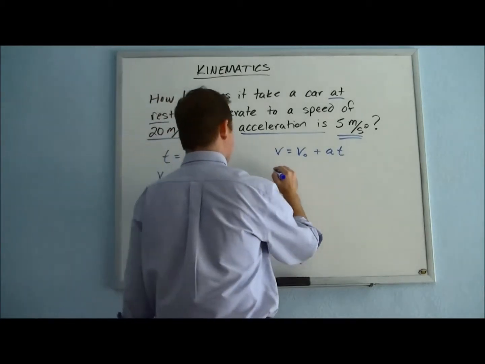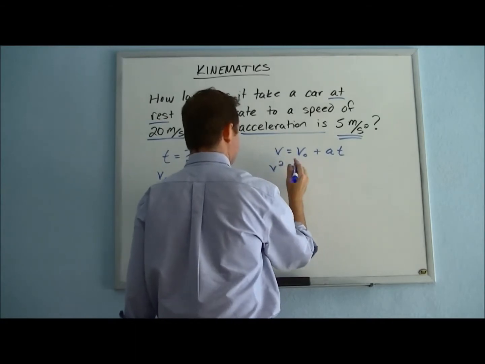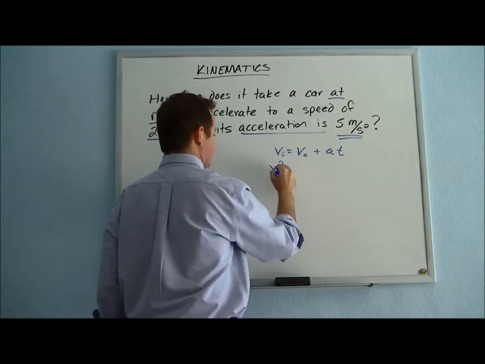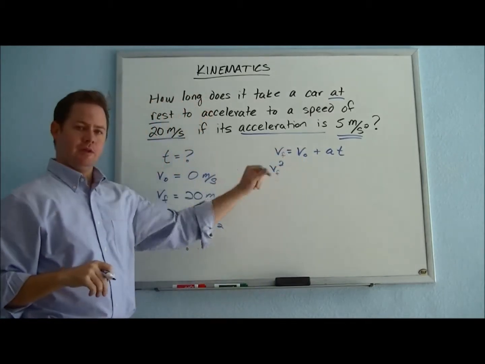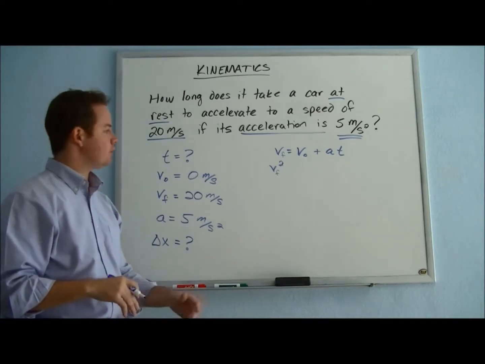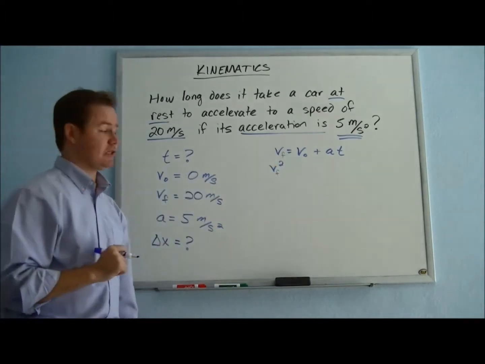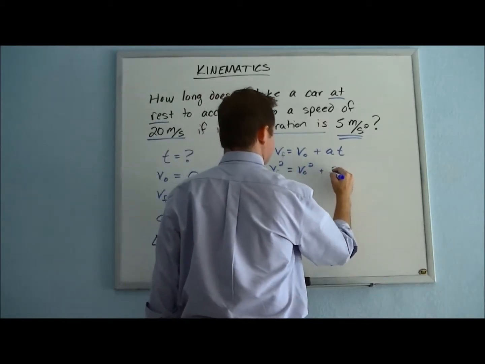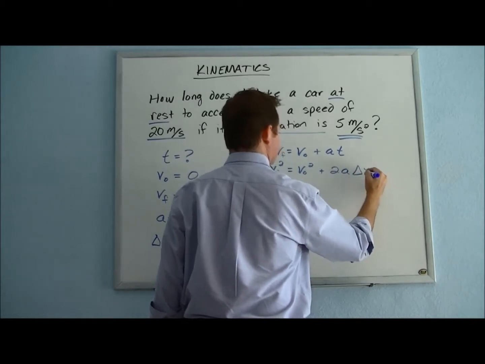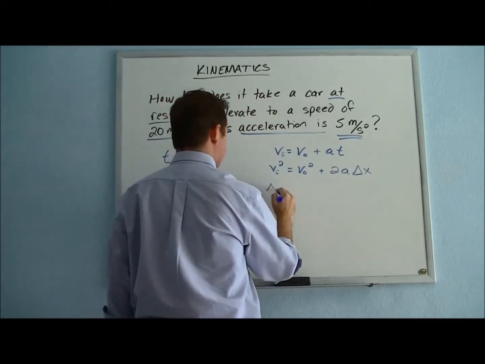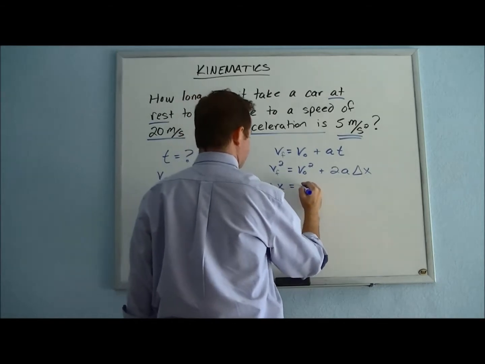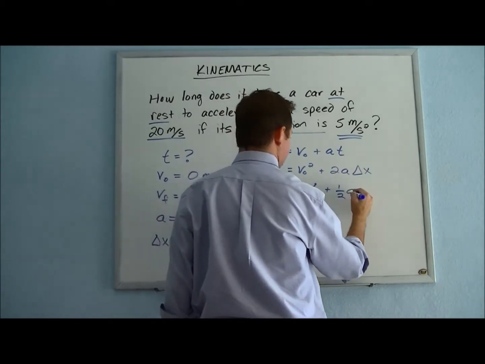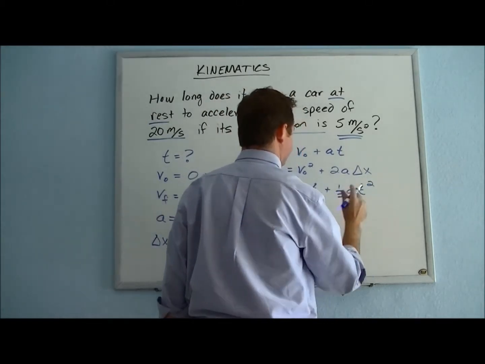So one equation that relates these values to each other is v squared. And when we write v, it really represents v final. So you might see it written like this with the f included as a subscript for v final, or you might just see it written as v, but that's what it represents. So we have v final squared equals v initial squared plus 2 times your acceleration times your change in position. And lastly, we have change in position equals initial velocity times time plus 1/2 acceleration times time squared.